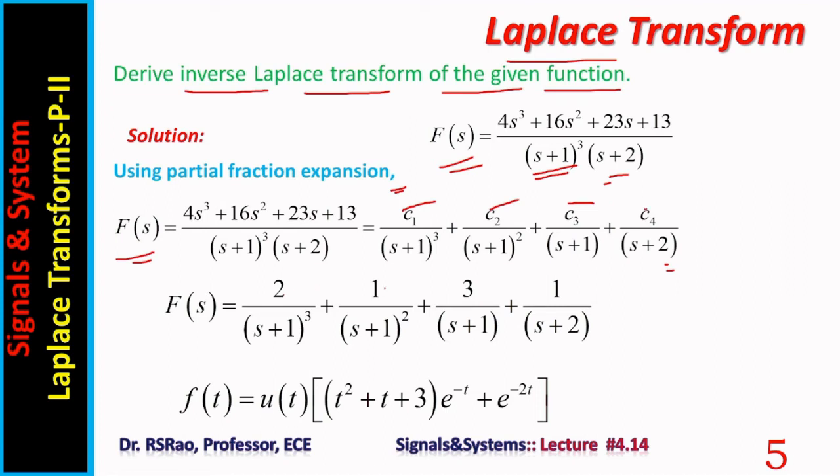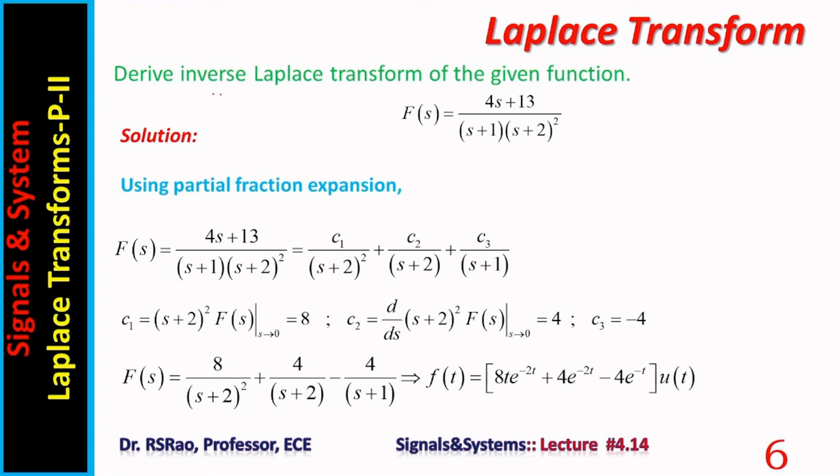C1 is equal to 2, C2 is 1, C3 is 3, C4 is 1 in the present case. Applying inverse transform on both sides, F(s) gives f(t), and the partial fractions give the inverse transform of F(s) as u(t) multiplied by (t² + t + 3e^(-t) + e^(-2t)). Getting the final result from the partial fractions is quite easy, quite simple. It doesn't require any explanation.